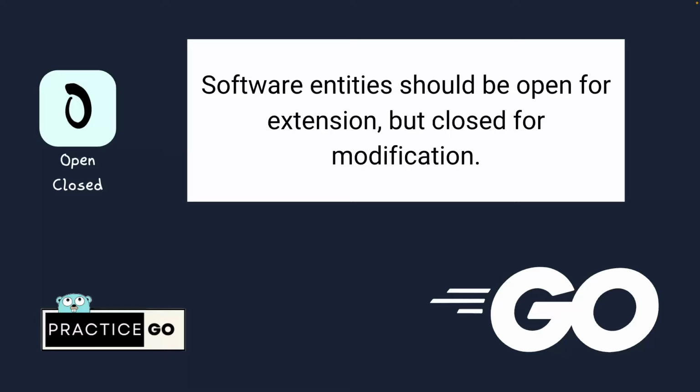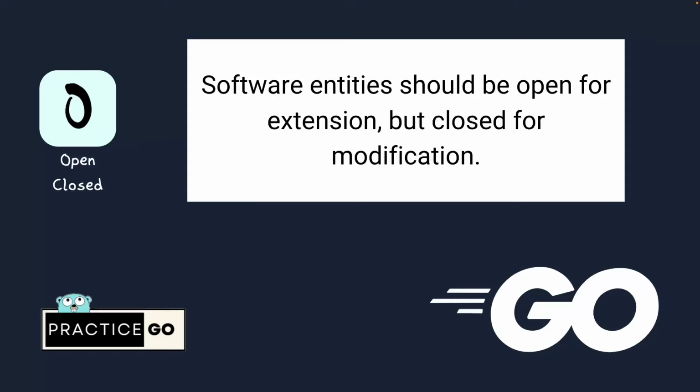The next principle is called the open close principle. All software entities should be open for extension but closed for modification. What it means is that if you have any core functionality, it should not be modified for every use case. It should stick to its core functionality, but at the same time, if any new functionality needs to be added, it should be open to adding those things without affecting the core functionalities.